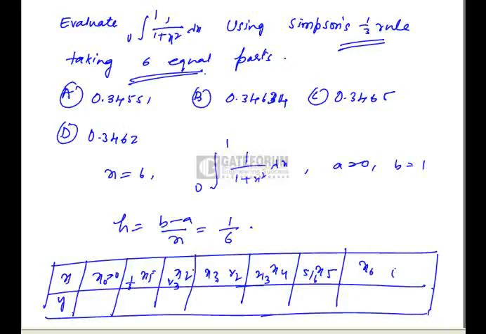Now let us substitute these values in the given function to evaluate y0, y1 and so on. So if I substitute x0 as 0, then y0 will be 0 and y1 will be 0.162. Similarly y2 is 0.3, y3 is 0.4, y4 will be 0.461 and y5 will be 0.491 and y6 will be 0.5.